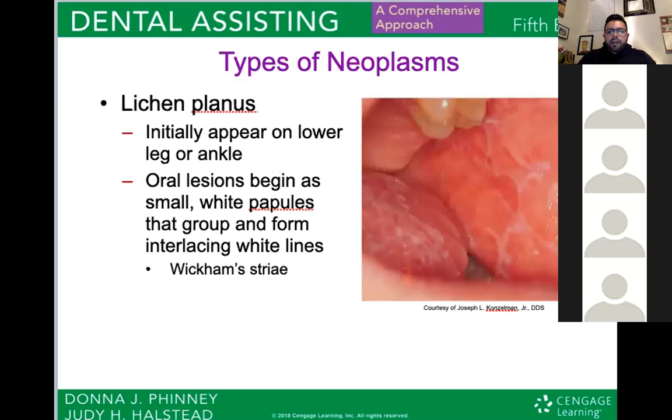Lichen planus initially occurs on the lower leg or ankle, but we do see it sometimes in the oral cavity as lesions that begin as small white papules that group and form into interlacing white lines. This is the inside cheek of somebody. These little white lines that interlace are called Wickham striae. And just like those other neoplasms, the leukoplakias, there is a controversy over whether this is a pre-malignant condition and should be examined periodically for any changes.